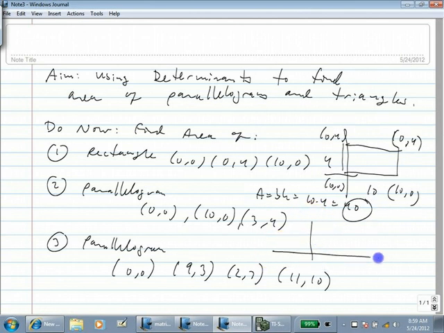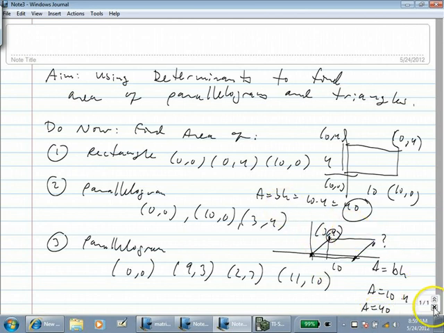Question number 2 is a parallelogram. 0, 0, 10, 0, that's one side. That's going to be the base, which is 10. The other point is 3, 4, which is over here. Actually, we don't even need to figure out that 4th point, because the area of the parallelogram is base times height again. The base is 10, just like that rectangle from before, but the height is this line here, which is equal to 4. So this is also 40.